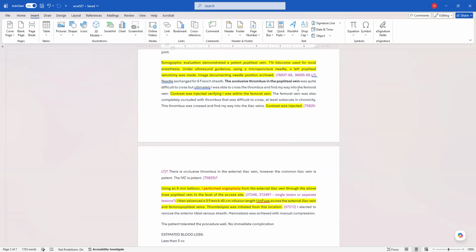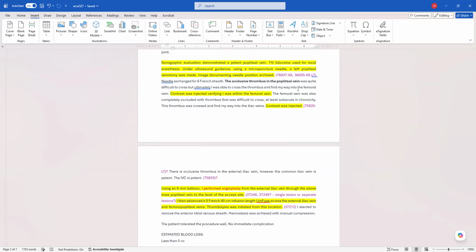But the question I have in looking at this documentation is, is this one single lesion that they're treating, from the external iliac to that popliteal vein, or are they separate and distinct lesions? Because if it's one continuous lesion, then we're going to get our 37248. And if it's two separate lesions, we're going to get our 37249. So this is something I would go back and verify with the physician. Were these distinct and separate occlusions in these two different vessels, or is it one continuous? Depending upon the answer to that question will determine whether or not you get the add-on code.